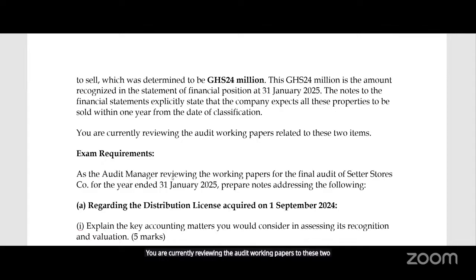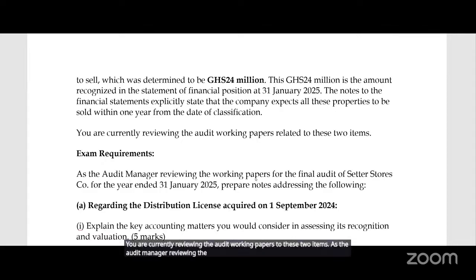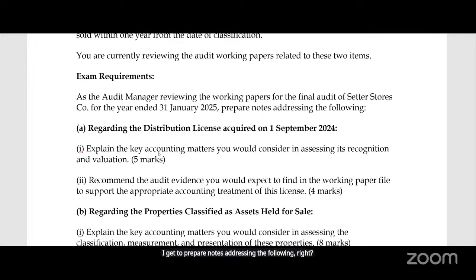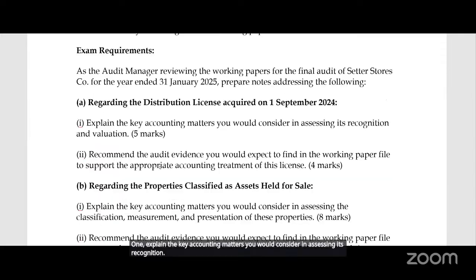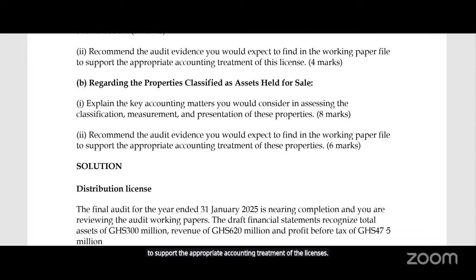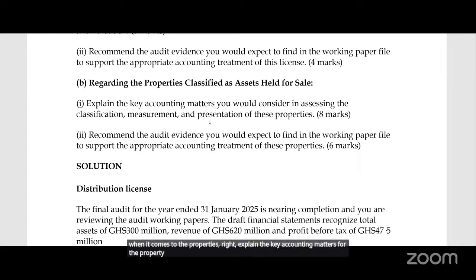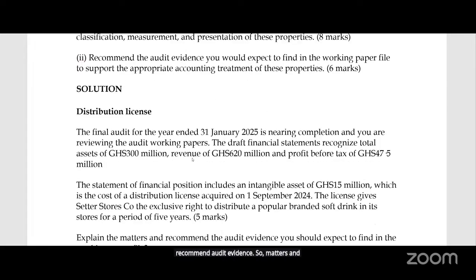As the audit manager reviewing the working papers for the final audit, I get to prepare notes addressing the following, right? 1, explain the key accounting matters you would consider in assessing its recognition and valuation. Recommend the audit evidence you would expect to find in the working paper file to support the appropriate accounting treatment of the license. You remember, matters and evidence. B, when it comes to the properties, explain the key accounting matters in terms of classification, measurement, and presentation. Recommend audit evidence. So matters and evidence. Look at the style.